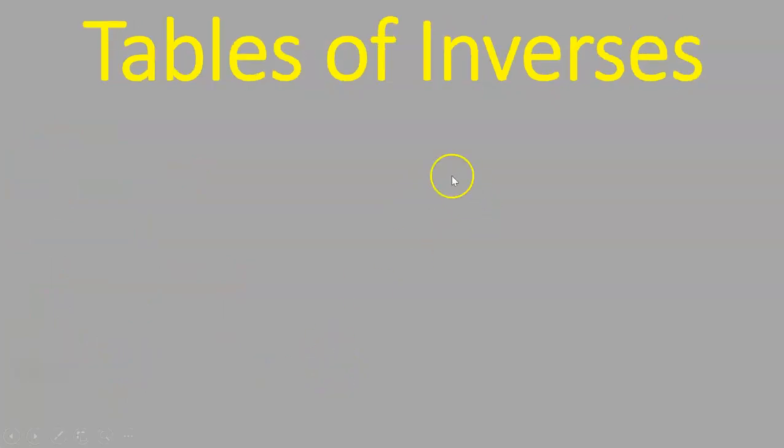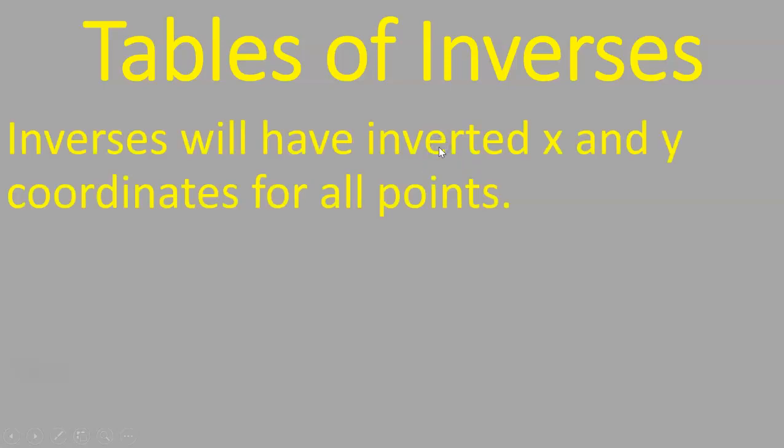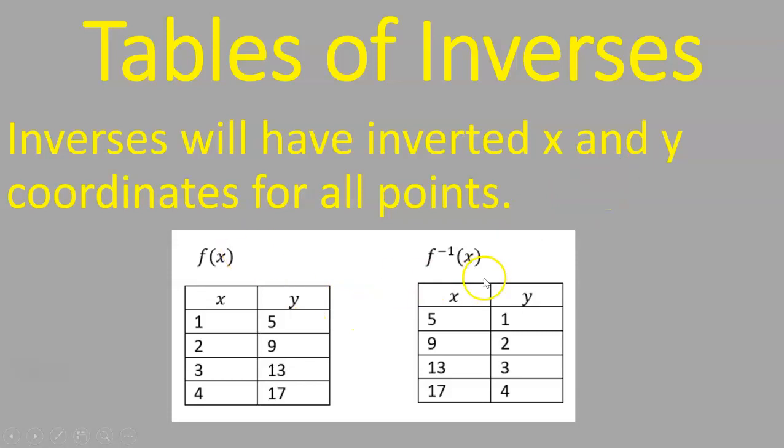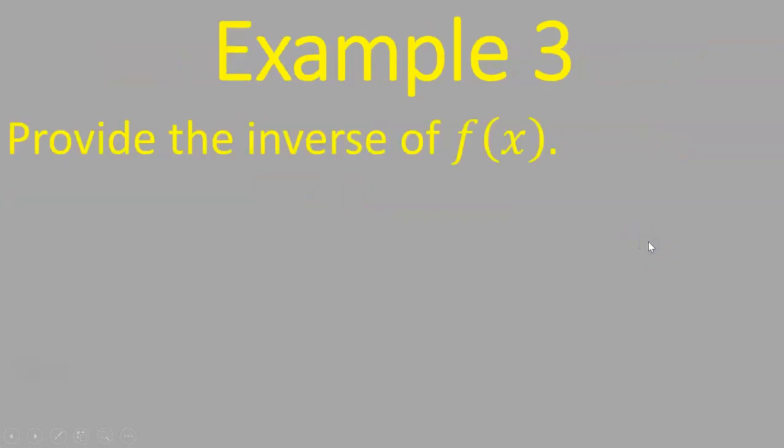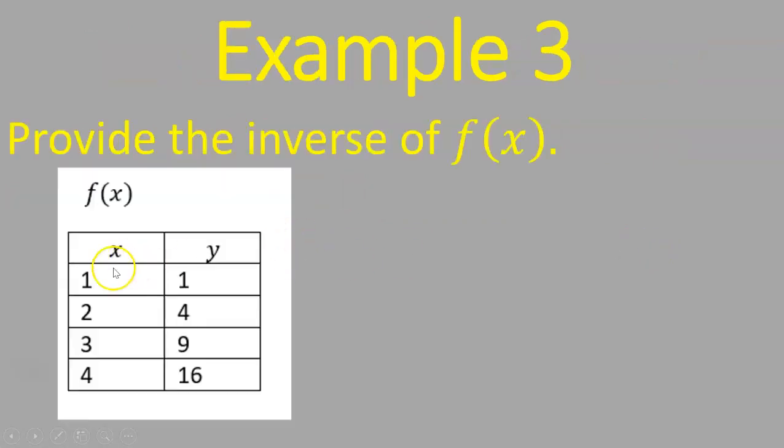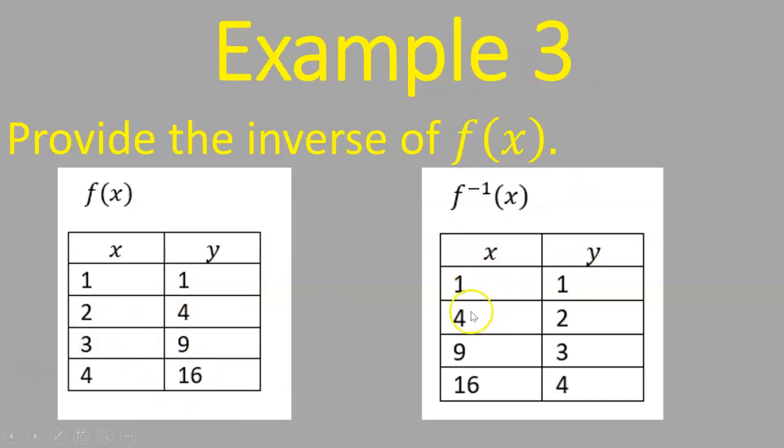Tables of inverses. Okay, so if you're given a tabular format, inverses will have inverted x and y coordinates. That's why I like to switch x and y when I do it analytically. Okay, so here's an example of a function that's inverse. Notice the switching of the x and y coordinates. Okay, third example, provide the inverse of f of x. And you may recognize this to be x squared, 1 squared, 2 squared, 3 squared. Well, the inverse would be the square root. Okay, 1 to 1, 4 to 2, 9, just switching the coordinates.